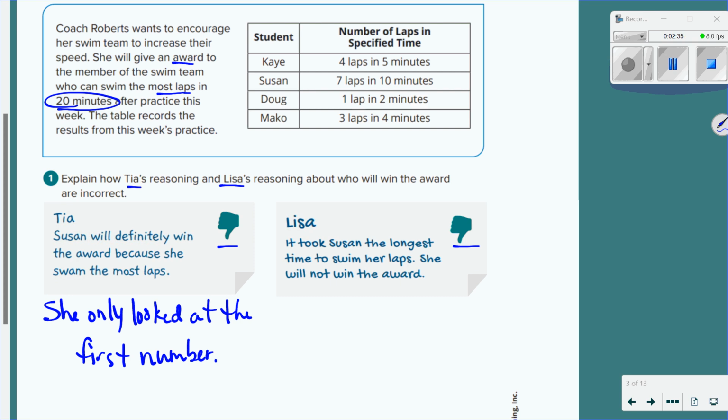What do you guys think Lisa's problem was, Sawyer? Hers is the opposite. She only looked at the second number.